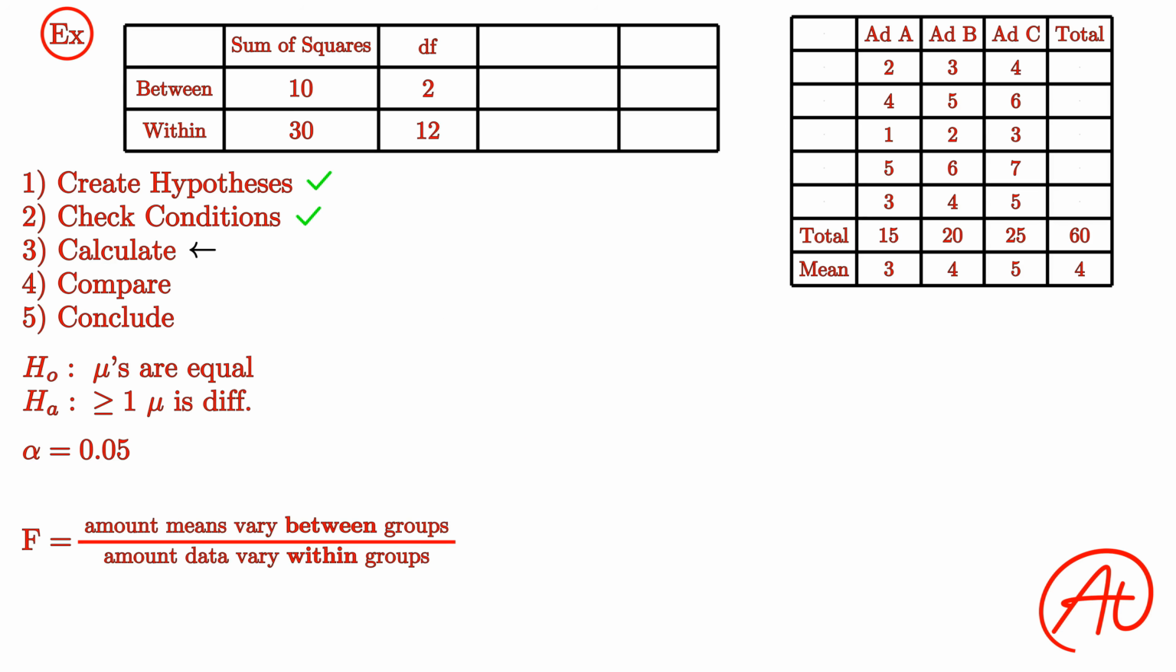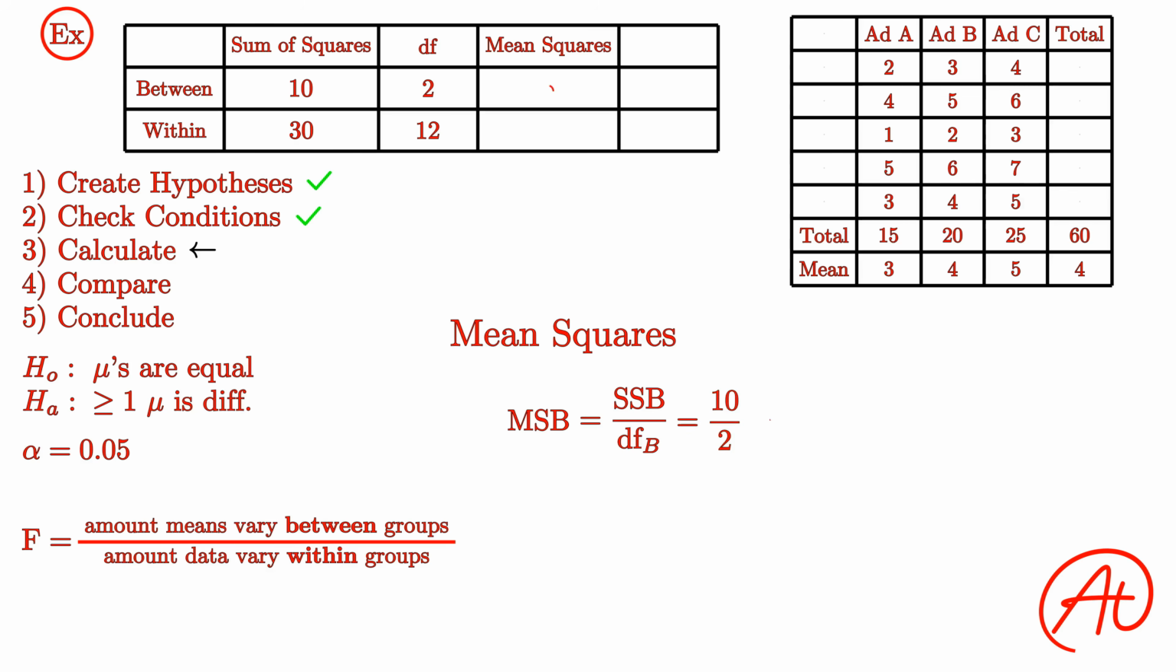Using these values, we can scale down each of our sum of squares into something called mean squares. To calculate the mean squares, you take your sum of squares and divide it by the degrees of freedom. So our mean squares between, MSB, would be our sum of squares between divided by our degrees of freedom between. This would be 10 divided by 2, which is 5. Then our mean squares within, MSW, would be the sum of squares within divided by our degrees of freedom within, which would be 30 divided by 12, which is 2.5.